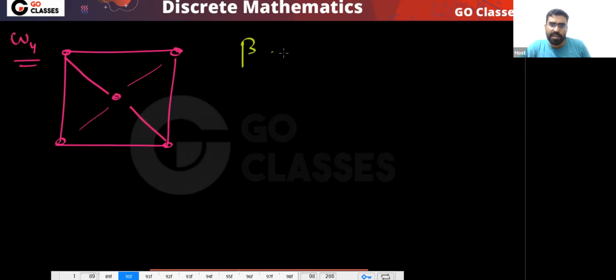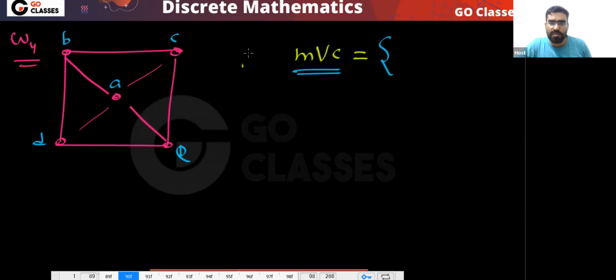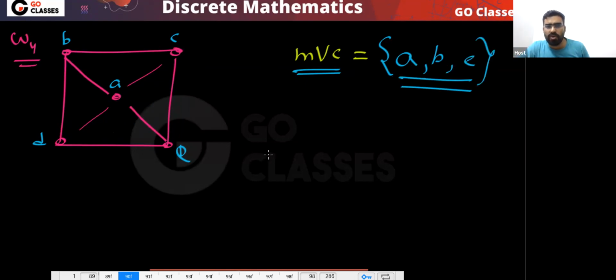So what will be beta? Beta means minimum vertex cover. What will be the minimum vertex cover? You have to take A to cover all these edges. Let the vertices be A, B, C, D, E. Now you have to cover these outer edges. So for that you can take B, E, so that you can cover all the outer edges.